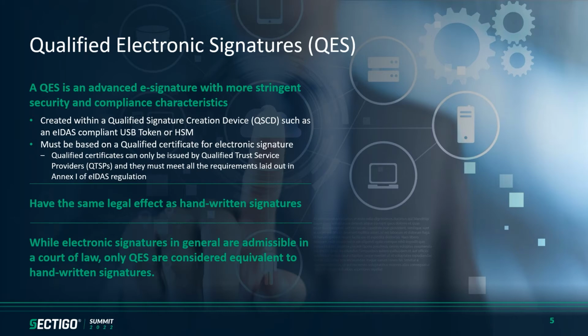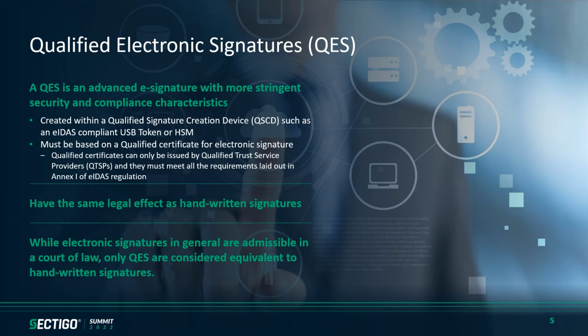Since qualified signatures have to be created inside a QSCD, it means the private key of the signatory at all points in time should remain inside the QSCD and never come out of it in clear. These QSCDs are highly secure devices such as USB tokens or HSMs that are tamper resistant and tamper responsive. For a signature creation device to be considered qualified, it must meet all the requirements laid out in Annexure 2 of the eIDAS regulation.